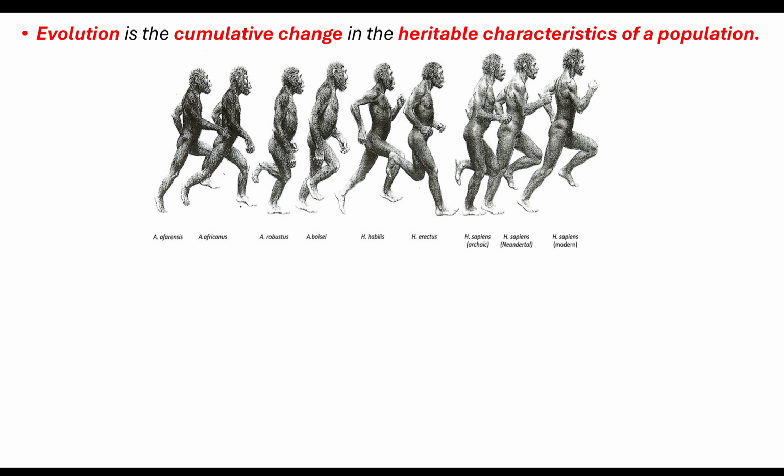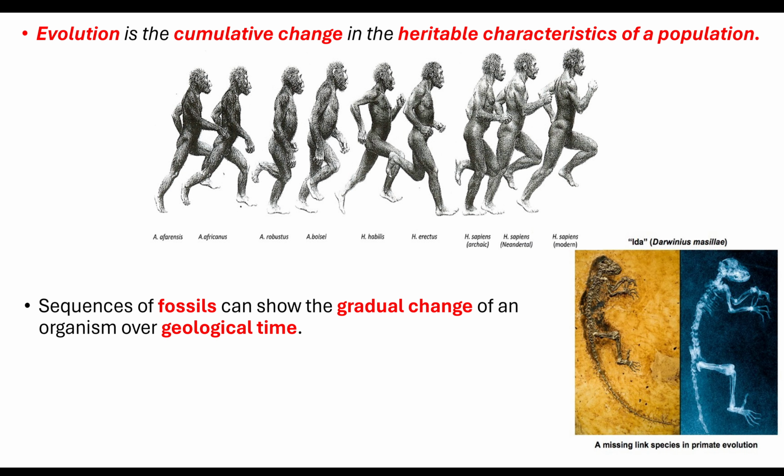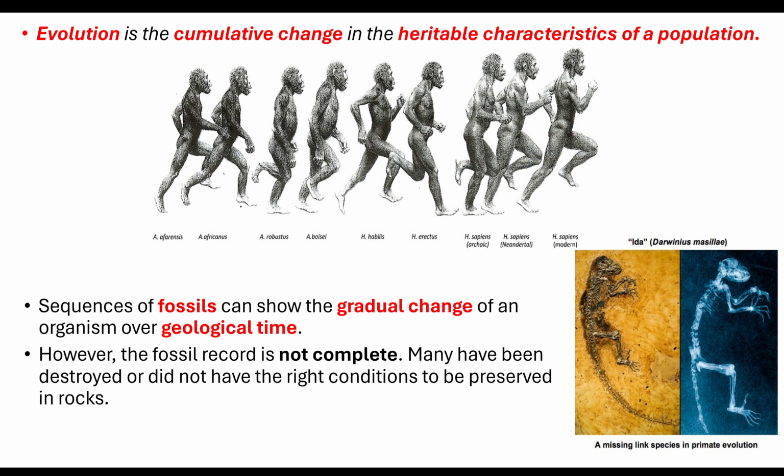So evolution is this cumulative change, but how do we know this? Where is the evidence for that? We tend to look back at fossils. If you think back to GCSE, you'll remember that fossils are the remains of organisms that have been preserved in rock over thousands of years. If we look at the sequences of fossils, they can show us the gradual changes of an organism over geological time. But we need to understand that not all of the fossils are still remaining. Our fossil record is not complete.